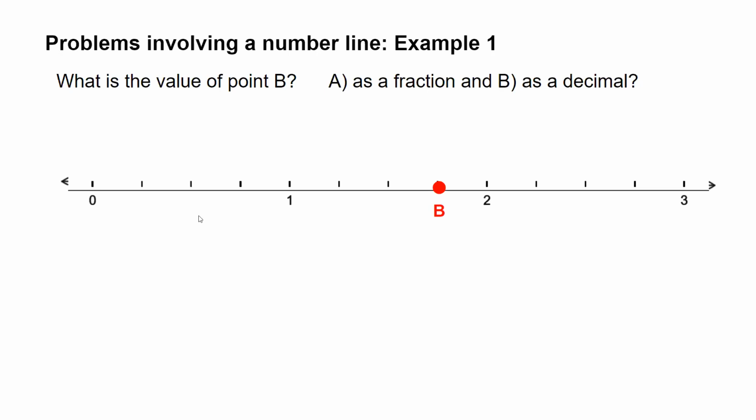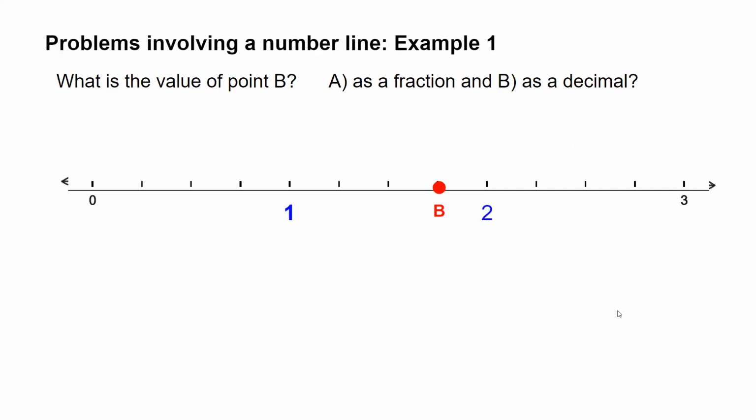In this first example, we've got a number line that starts with a 0 and it ends with a 3, or at least that's the part we can see. It's divided into a number of increments, and we're being asked what the value of point B is, both as a fraction and as a decimal.